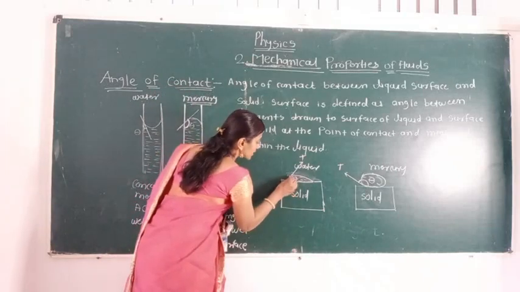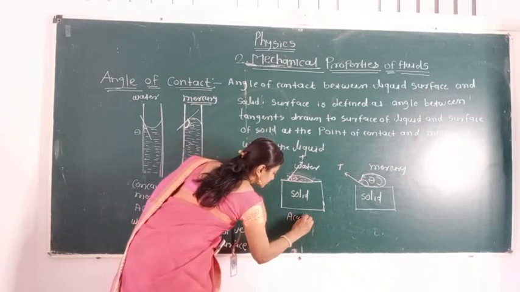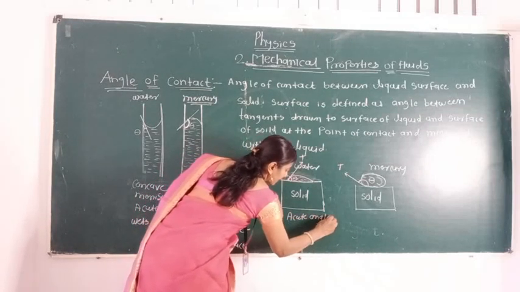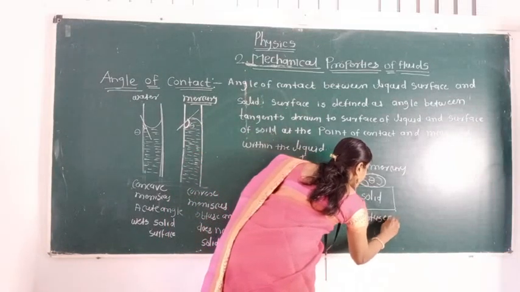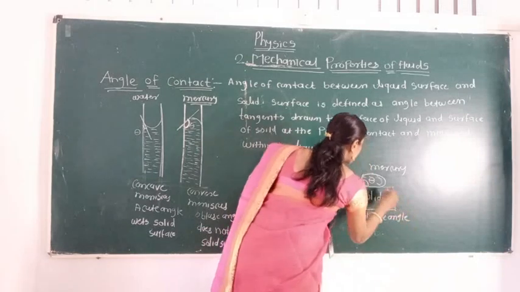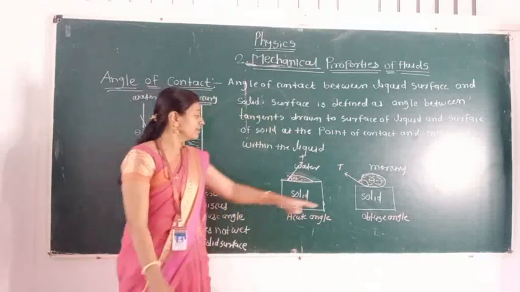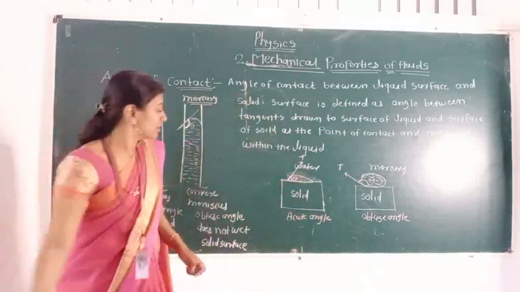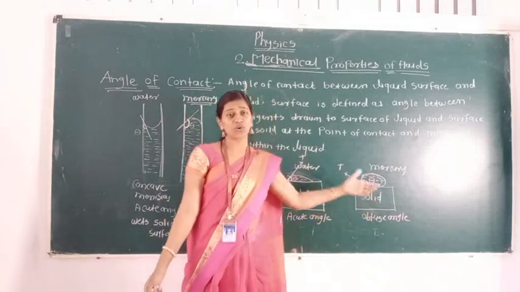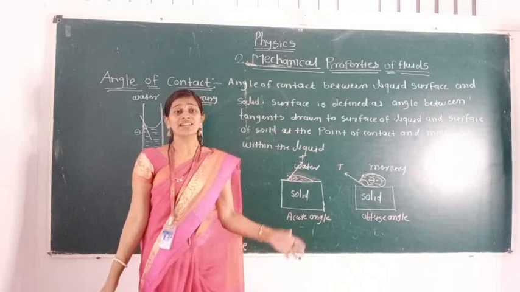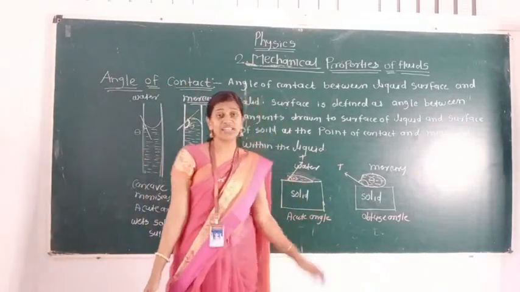So here the arc is shown. Here it is an acute angle. Here we get the obtuse angle. This is the drop of mercury. Here the angle is an acute angle. Here the angle is an obtuse angle. Here the shape of meniscus is concave. Here the shape of meniscus is convex. The water wets the solid surface it is present on, and this mercury does not wet.